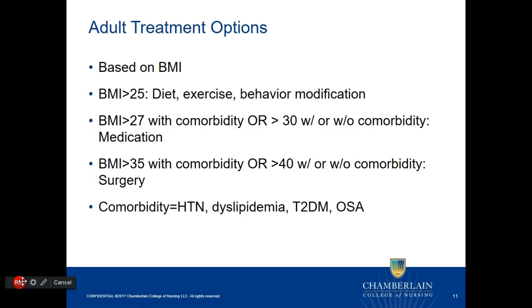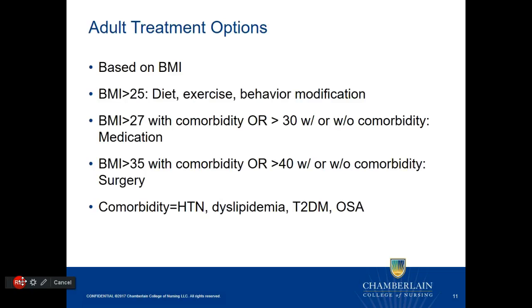Treatment options for obesity include diet, exercise, behavior modification, pharmacologic treatment, and bariatric surgery, and the treatment decision is based on BMI. So, for example, a person with a BMI of 27 with no comorbidity would not be a candidate for medication therapy. With a BMI greater than 25, diet, exercise, and behavior modification is given. BMI over 27 with a comorbidity or over 30 with or without a comorbidity, medication can be added.